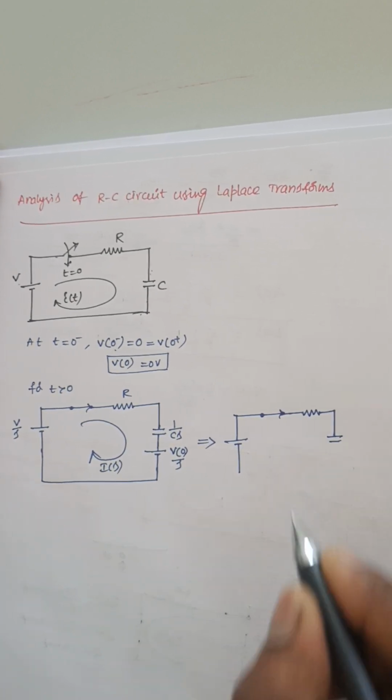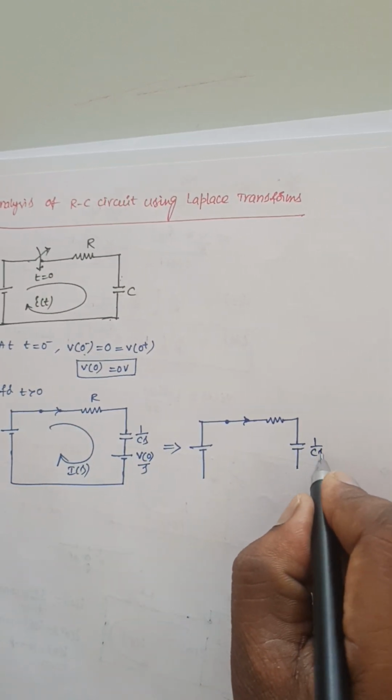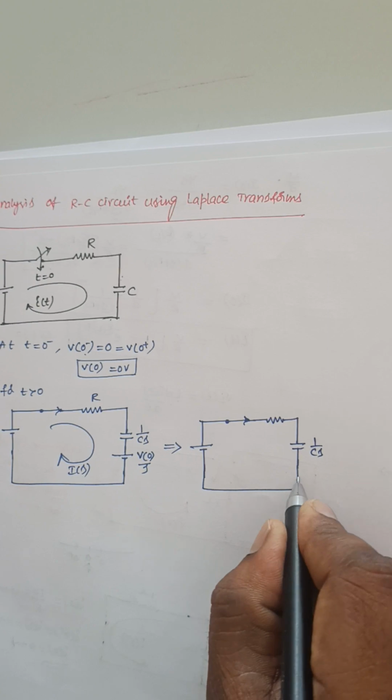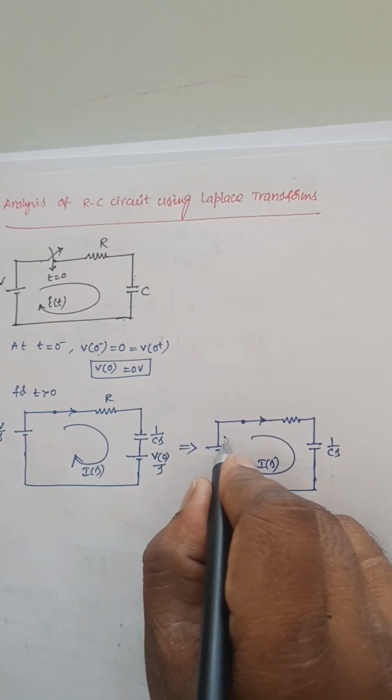It is 1 by Cs. It is I of S. This is V by S.